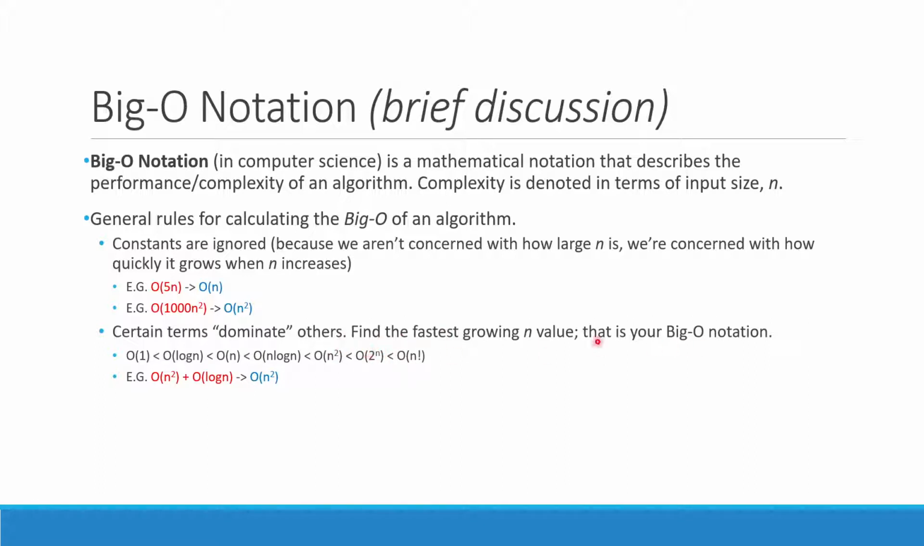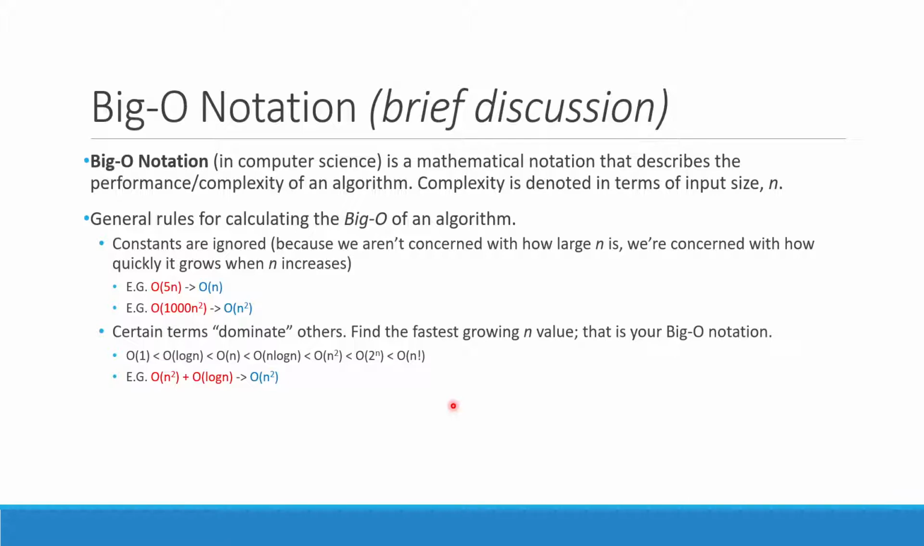Maybe underline this part of your notes. Find the fastest growing n value. That is your big O notation. And that's what you do in this example. Because n squared is growing larger, we omit this and just say that the big O of our algorithm is just n squared. Okay? You're going to see how to calculate big O of particular examples of particular algorithms when we get into it.